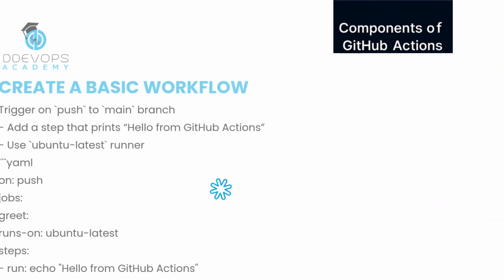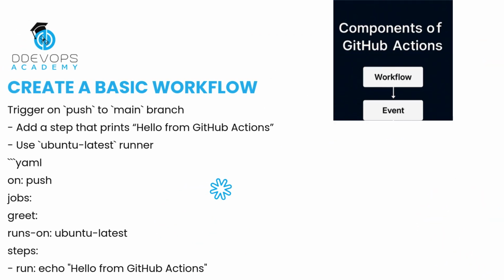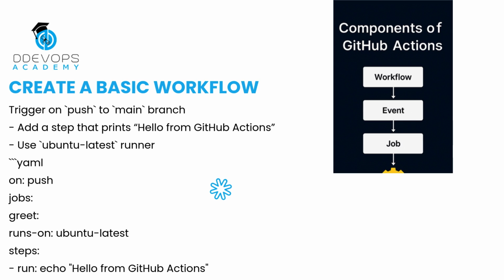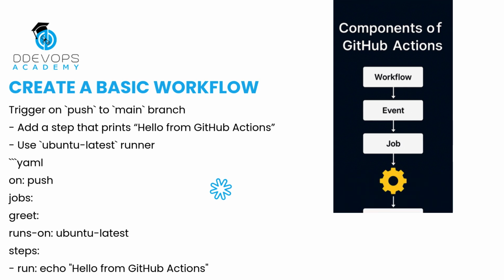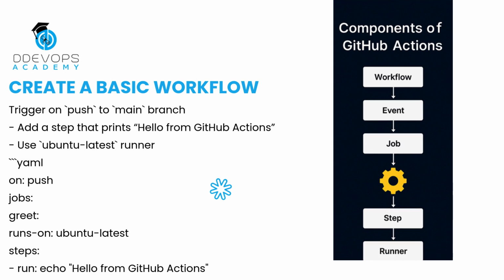Let's create a basic workflow. This example triggers on a push to the main branch. It runs on an Ubuntu runner and simply prints a message, "Hello from GitHub Actions." On the right, you can see the full flow: workflow, event, job, step, and runner. Each part plays a key role in automation.